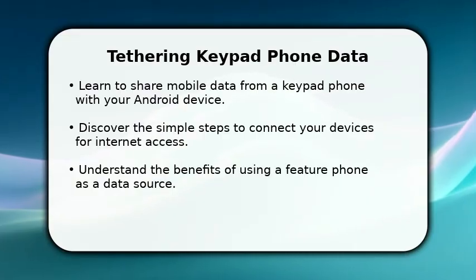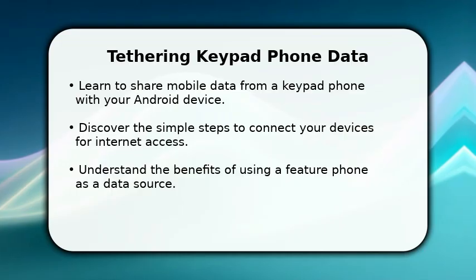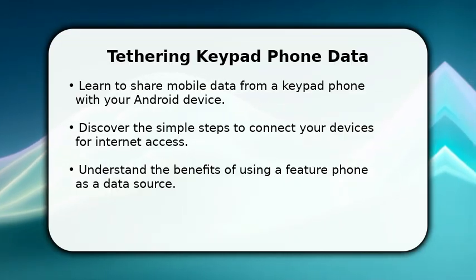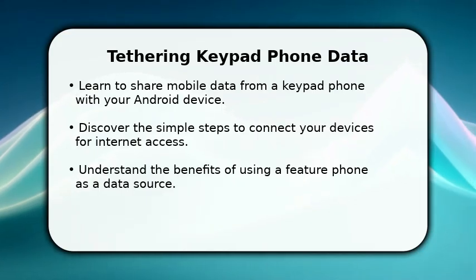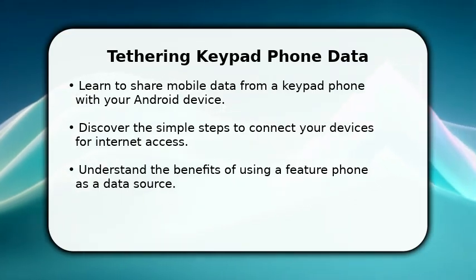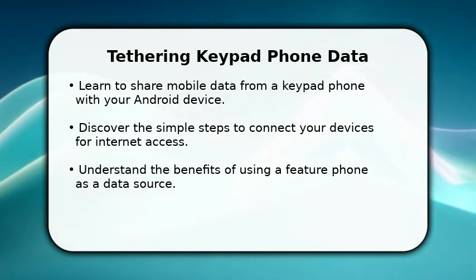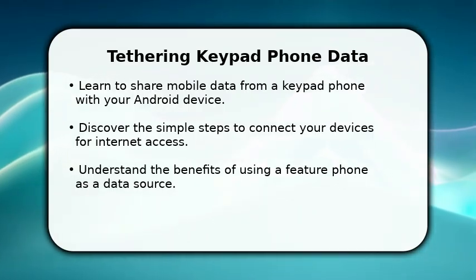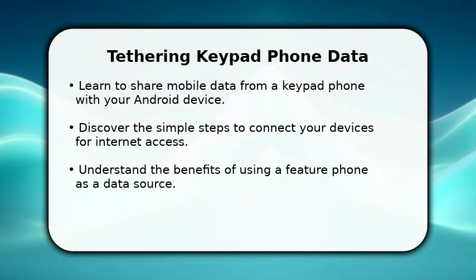In this video, I will explain how to use Keypad mobile data in an Android phone. First, ensure your Keypad phone has an active data plan and sufficient signal strength. We'll cover connecting your Android device to your feature phone's internet, allowing you to browse, stream, and stay connected. This method is particularly useful when your Android phone lacks a direct data connection or you prefer using a secondary device for internet access. It's a straightforward process that takes just a few moments to set up.